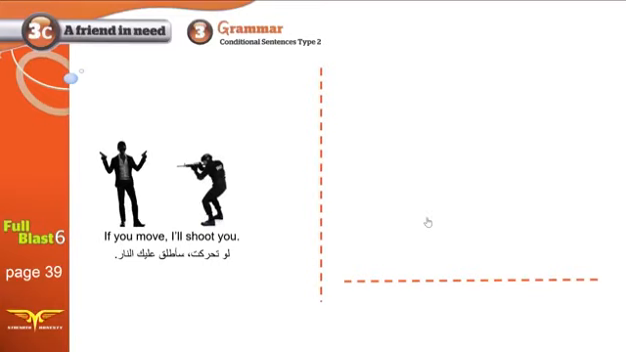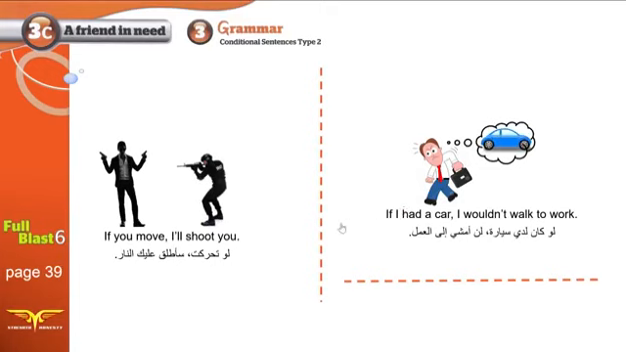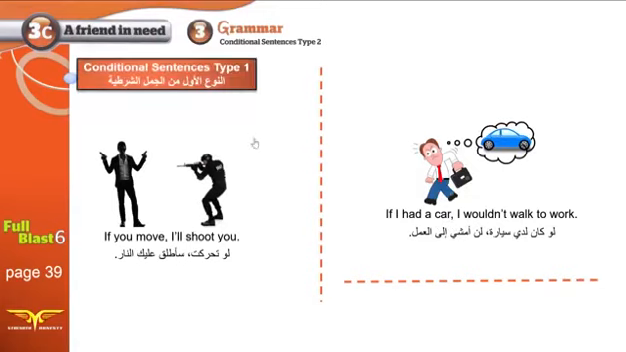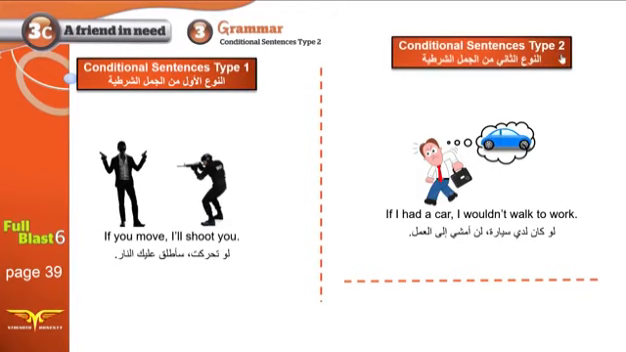Look at the second scenario. This man is going to work. He has no car, so he has to walk. And he says, "If I had a car, I wouldn't walk to work." Now, this sentence right here is an example of conditional sentences type 1, the one we took last semester in Full Blast 5. And this one is type 2.